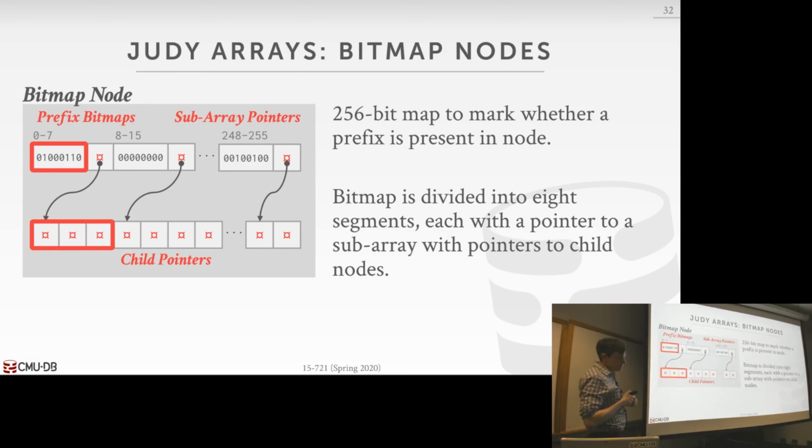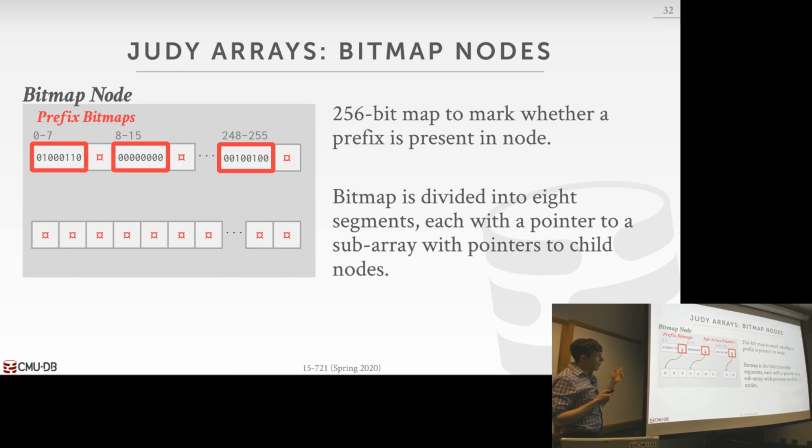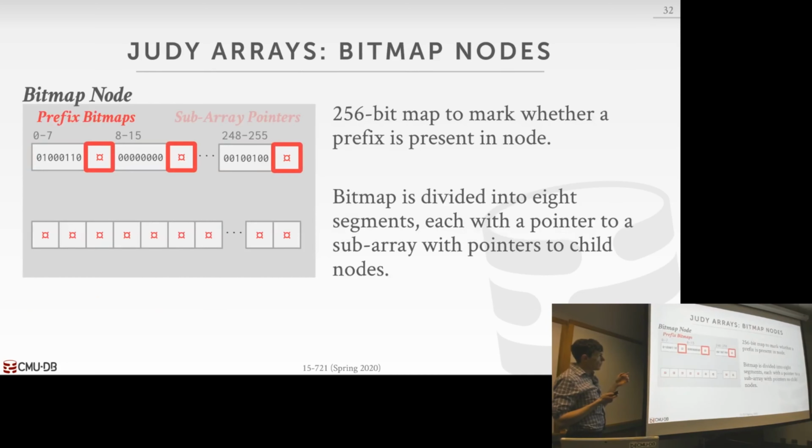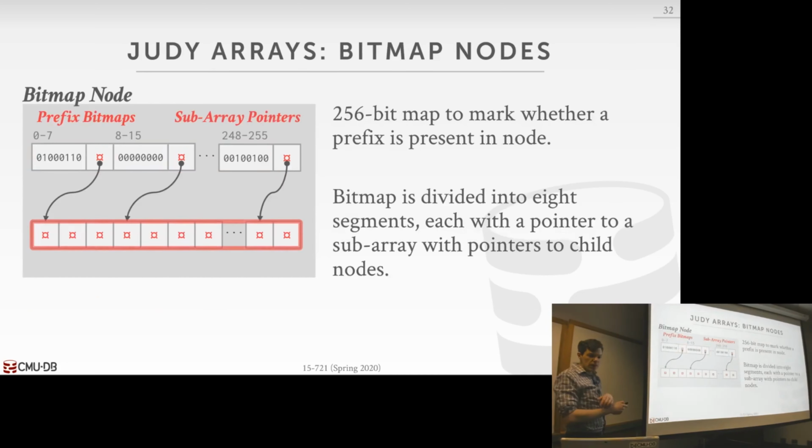Okay. So again, we covered there are 3 node types. We covered the linear nodes and the bitmap nodes. And then the uncompressed nodes, we'll see the same thing in HyPer.